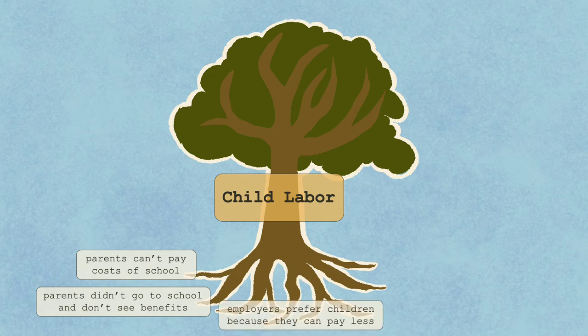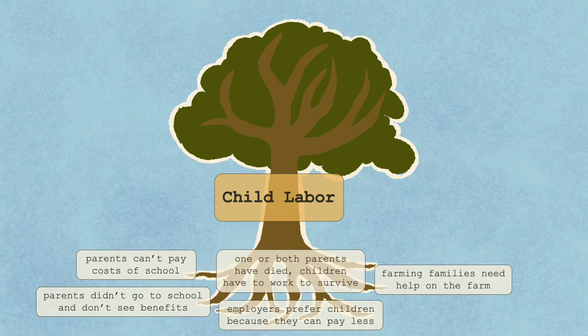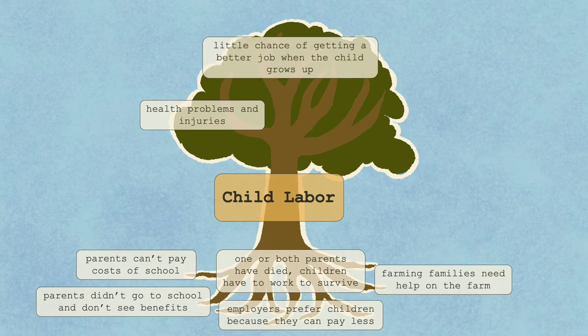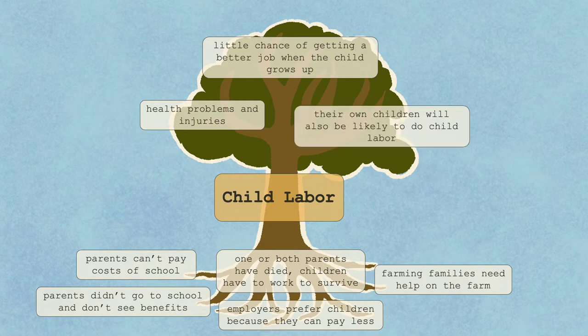Employers prefer children because they can pay less. Farming families need help on the farm. One or both parents have died, and children have to work to survive. Now let's look at the effects of child labor. Health problems and injuries. Little chance of getting a better job when the child grows up. Their own children will also be likely to do child labor.